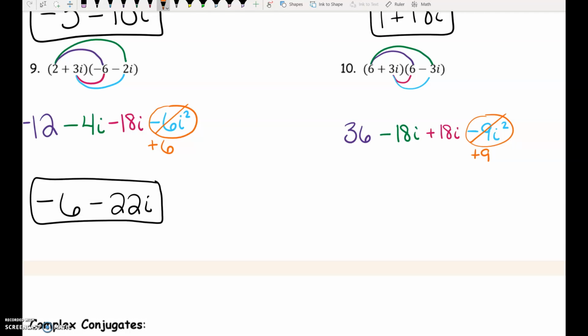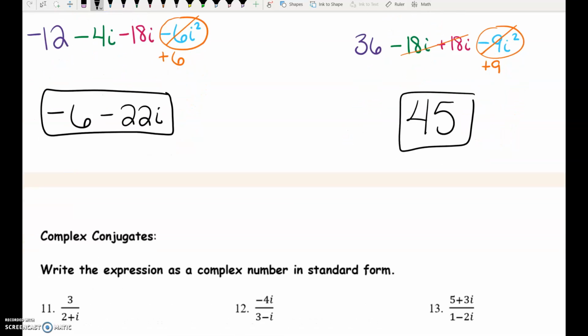What else do you see when you're combining like terms in there? These two cancel each other out completely. So we have 36 and we have +9. Our answer is the real number 45. Do you see what's interesting about number 10 and how that middle term ended up canceling out? Do you see how it's like the difference of 2 squares? It's positive and negative. That leads us into complex conjugates.